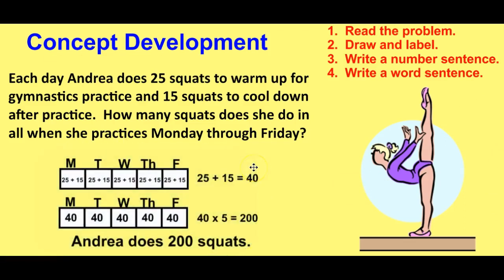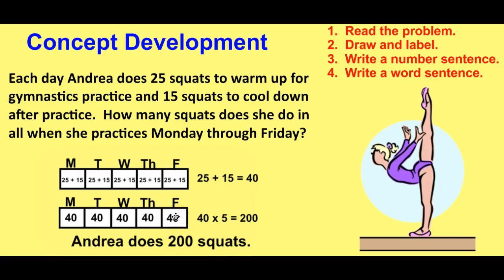So right here, we know that she has Monday, Tuesday, Wednesday, Thursday, Friday. If you did not put 25 plus 15 in each section of your tape diagram, that's fine. If you had your tape diagram looking like this where you put 40 in each one, that's fine because that tells me that you know that 25 plus 15 is 40. So to figure out how much she did in all, we had to take all of these 40s and we had to add them together.